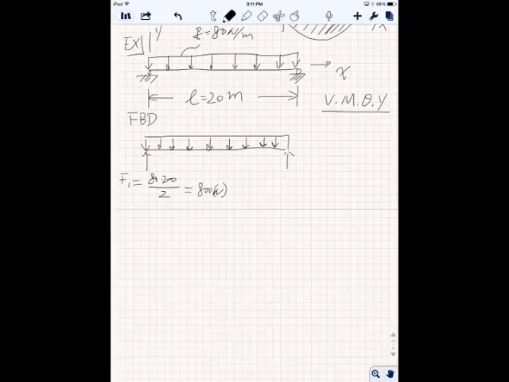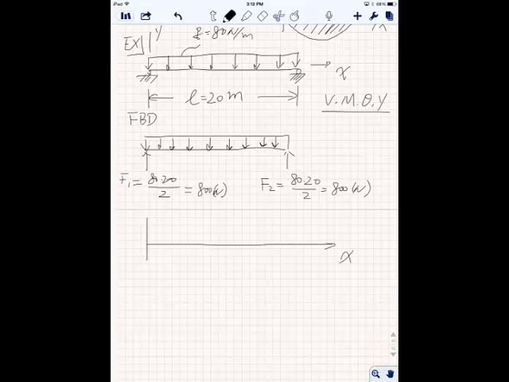Because the effective loading for discrete loading is in the center, right? It's exactly in the center, 10 meters to the left, 10 meters to the right, and the quantity is equal to 80 times 20. Okay, so that's what you have. And this F2 is equal to 80 times 20 divided by 2, which is 800 newtons as well. You have 800 newtons on the left, 800 newtons on the right.